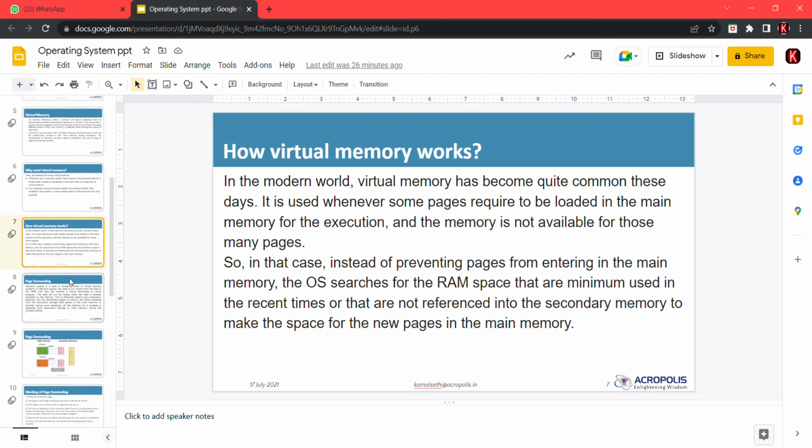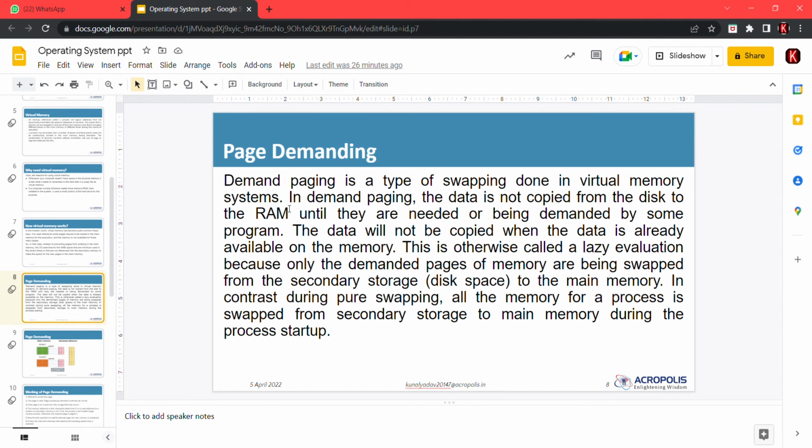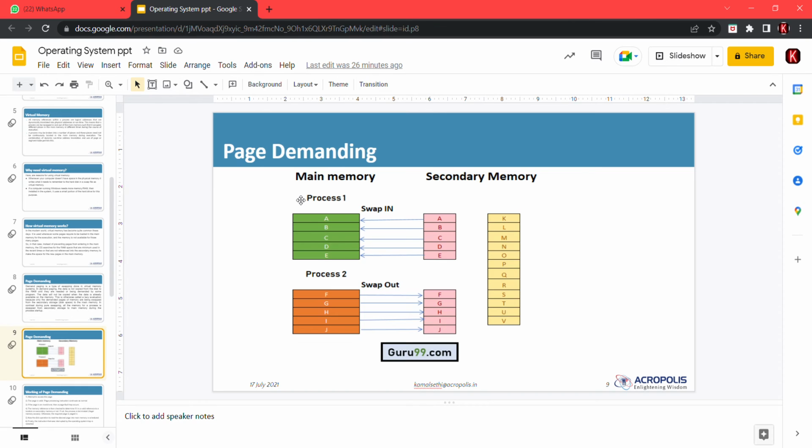Now, demand paging. Demand paging is a type of swapping done in virtual memory systems. In demand paging, the data is not copied from the disk to the RAM until it is needed or being demanded by some program. Here is the working process of demand paging.